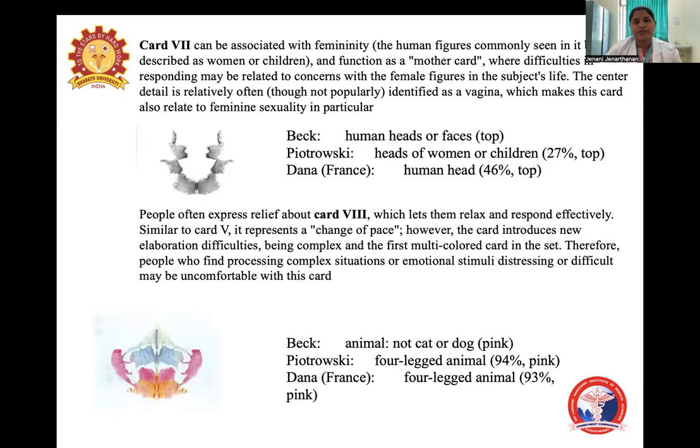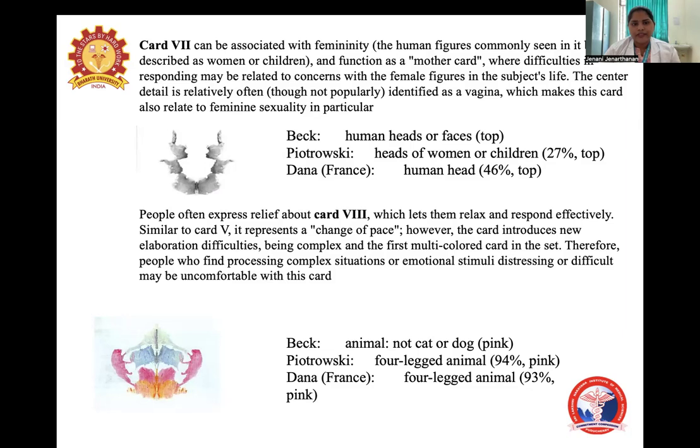Card 7 can be associated with femininity. The human figure is commonly seen and described as a woman or children, and functionally it is the mother card, where difficulty responding may be related to concerns with female figures in the subject's life. A detail is relatively often, though not popularly, identified as a vagina, which also makes it relatable to feminine sexuality in particular. It has a human head or face at the top.